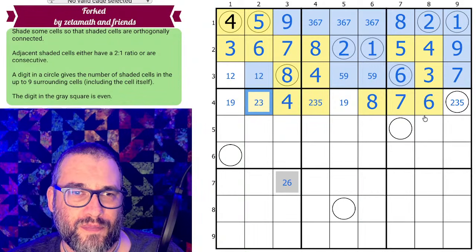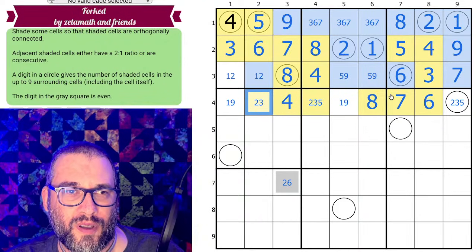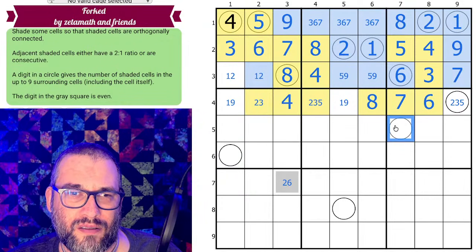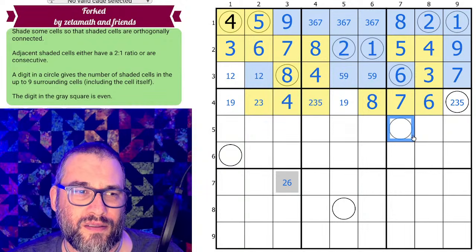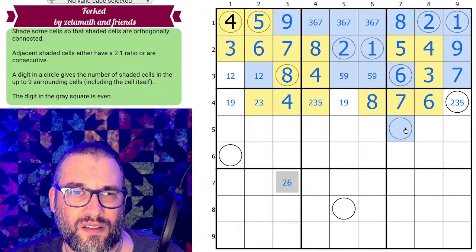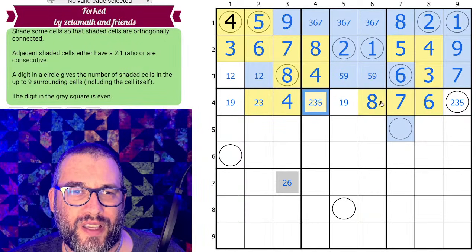All right, so if this were to be shaded, it can't be shaded. This is not shaded. This can't be shaded because it can't join these two. So that's not shaded.